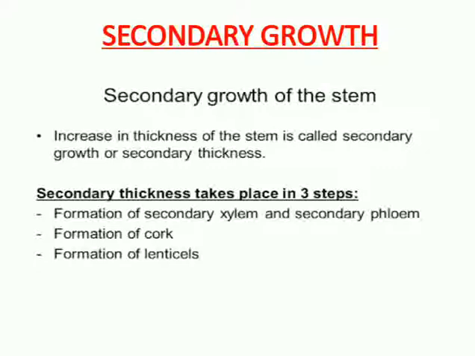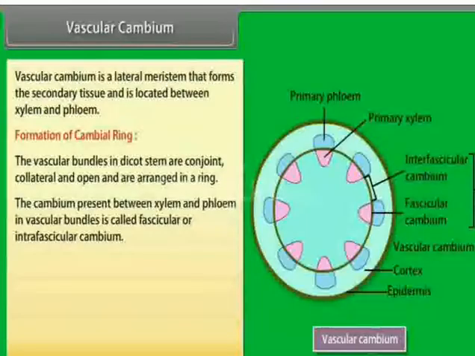The tissues involved in the secondary growth are the lateral meristem, vascular cambium, and cork cambium, and this thickness takes place in 3 steps, that is the formation of the secondary xylem and secondary phloem, formation of cork, and formation of the lenticels. Let us discuss these one by one. And the first is the vascular cambium.